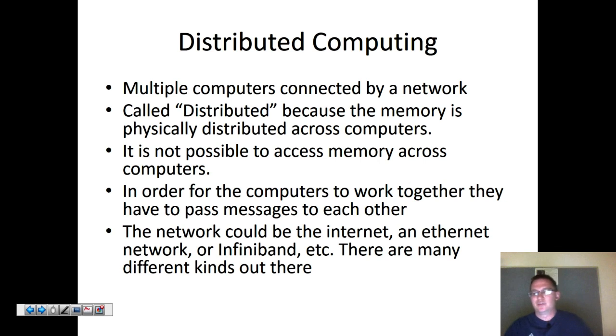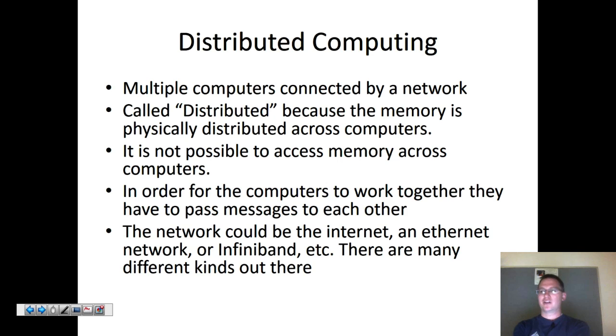And that network could be the internet, although that's generally a bad idea. It could be an Ethernet network, like your Xboxes that you plug together. Or generally what you'll see on HPC clusters is something they call InfiniBand. I actually have no idea what that is, but that's what they call it, and that's what they use. And there's a bunch more out there. For our purposes, we don't really care. Just the faster the network, the better.